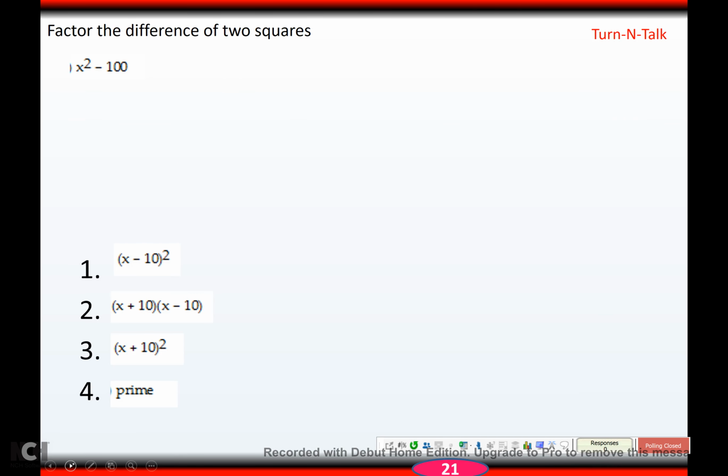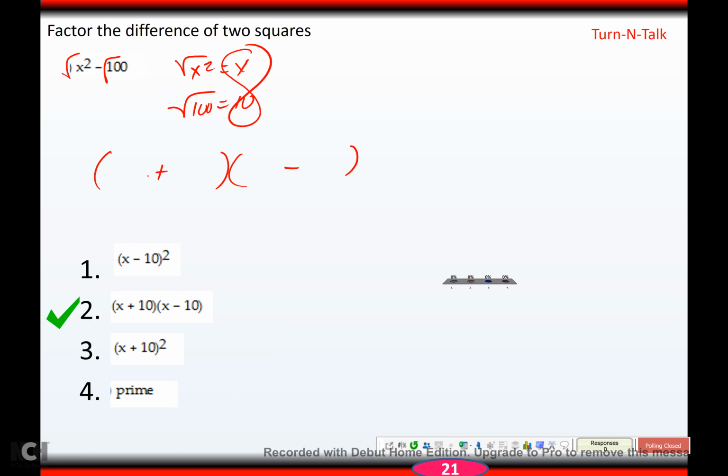Alright, you try this one, hit pause, come back when you're ready. And hopefully you got number 2. It is a bino, it is a difference. These are perfect squares because the square root of x squared is x. The square root of 100 is 10. So bino, bino, plus and mino, and those are your terms. X plus 10, x minus 10. Alright, and if you look, it crosses at positive 10 and negative 10.